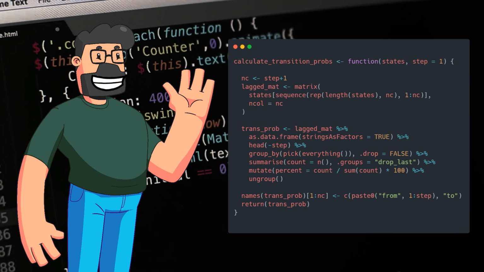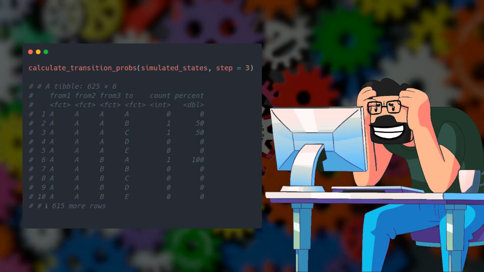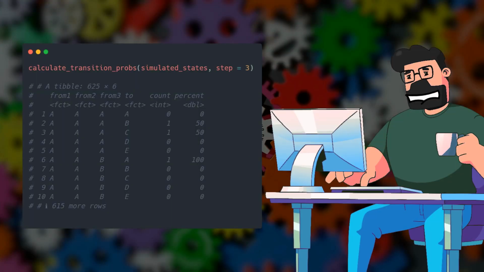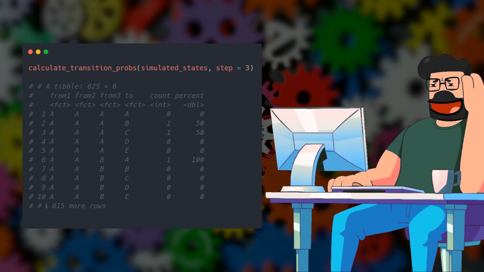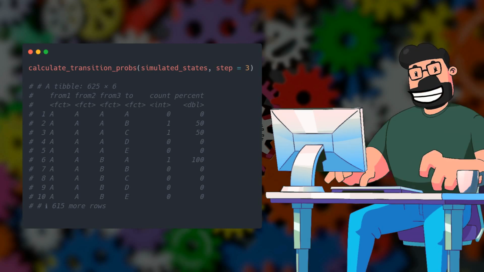counts and percentages. Expanding on the solution, using the function with a step value of 3 generates an extensive table of transition probabilities for each combination of states over the specified steps. This output gives a comprehensive overview of how the system evolves across different sequences of states, making it easier to analyze complex patterns within the data.